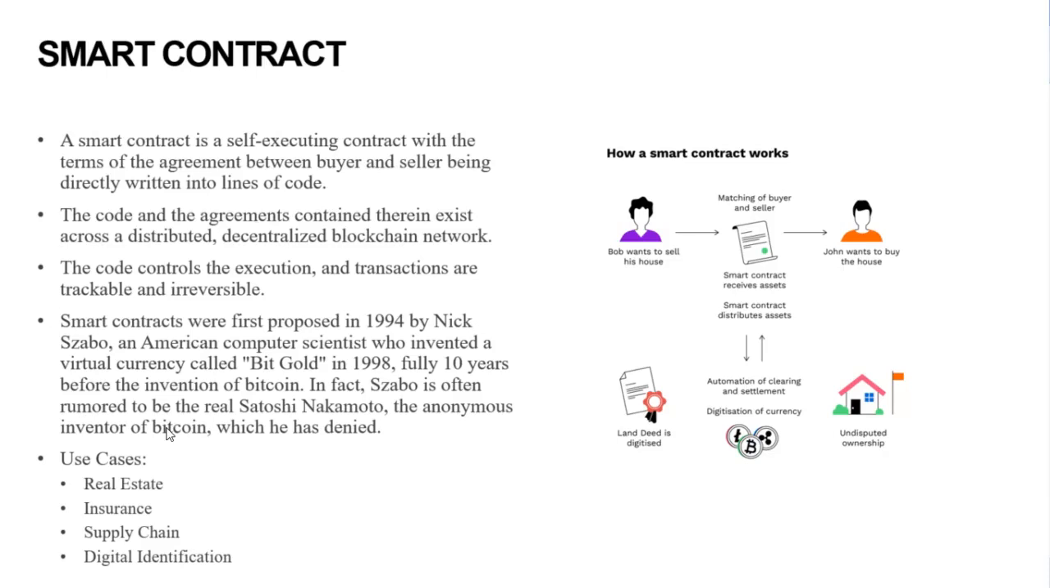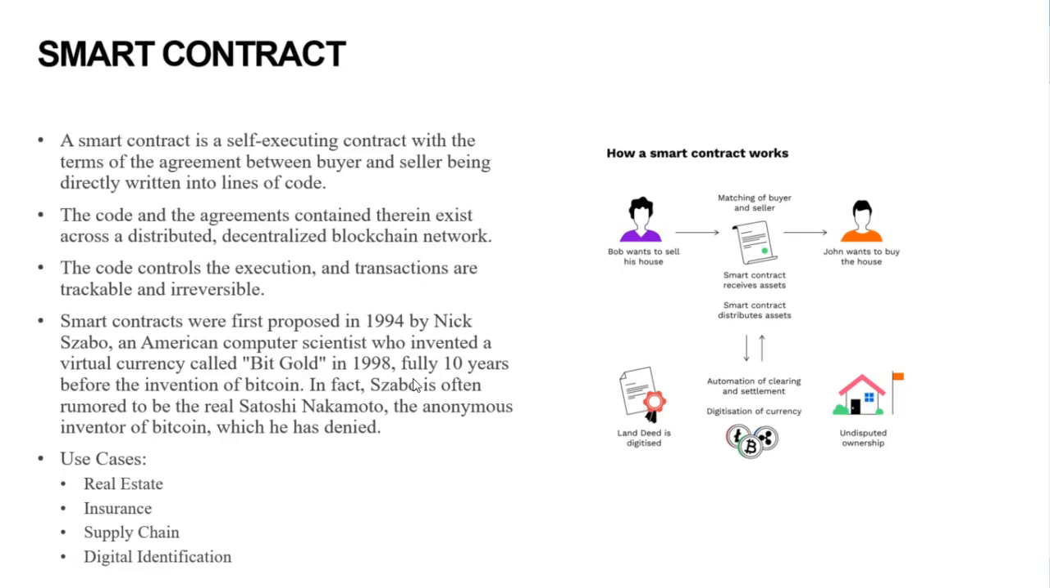Smart contracts were first proposed in 1994 by Nick Szabo, an American computer scientist who also invented the virtual currency BitGold in 1998, about 10 years before the invention of Bitcoin. A lot of people think that Nick Szabo is actually Satoshi Nakamoto, the person who created Bitcoin, but nobody knows who Satoshi is. It's like a mystery character. Some people think it's a group of people, some think it's one person. Nobody knows till today.